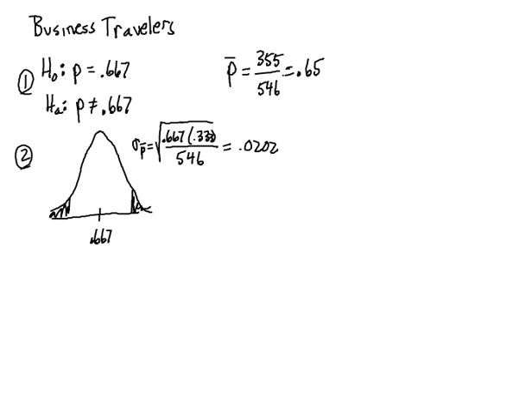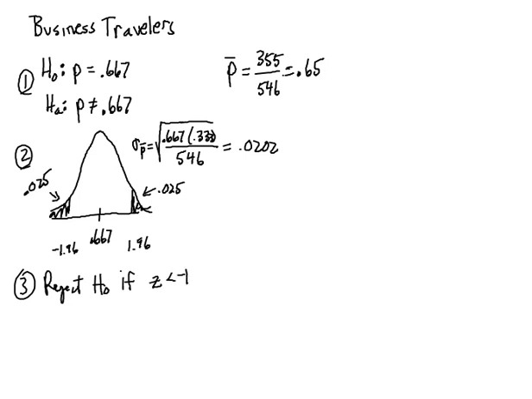So we're going to split alpha here. That'll be a 0.025 on the upper and lower ends, which gives us z-scores of 1.96 and negative 1.96. Step 3. Write a rejection rule. Reject H sub 0 if our z-value is less than negative 1.96 or our z-value is greater than 1.96.